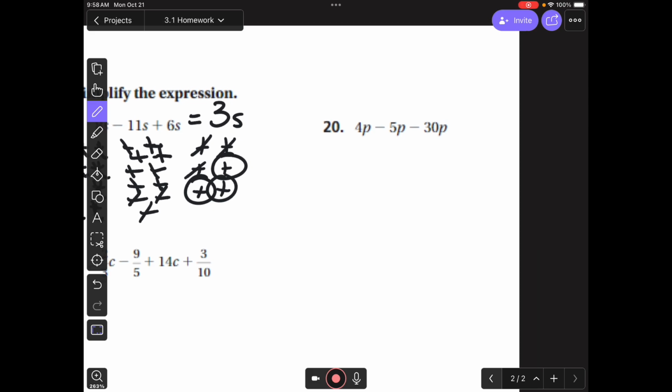Finally, for number 20, I like chop slashing these right away, add the opposite. I have 4 positives, 5 negatives. I know that these two added together would be a negative 1p. Negative 1p plus negative 30p. 30 plus 1 is negative 31p.